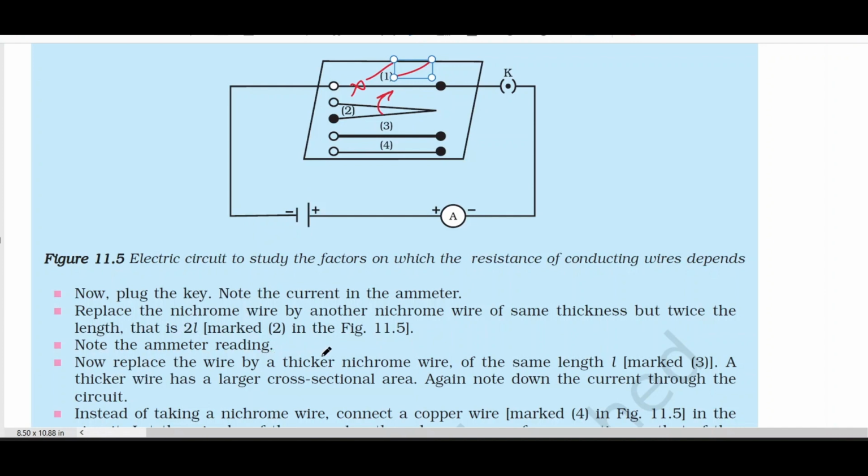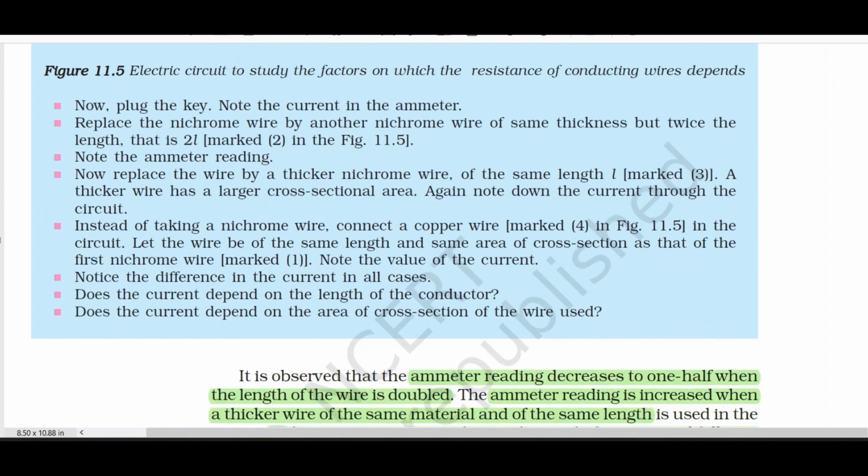We replace the wire by a thicker nichrome wire of the same length L. A thicker wire has a larger cross sectional area. Again note down the current through the circuit. So this time we take a third wire which is of the same length as the first wire but its thickness is more. ये थोड़ी ज्यादा मोटी है पहली वायर से. Okay, again we switch on the circuit and we read the ammeter for current reading.